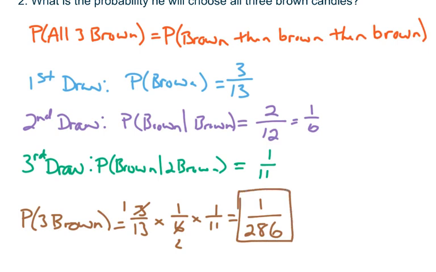Theoretically, this says that if we were to do this experiment 286 times, where we draw 3 candies and then put them back and start over, we should get all 3 brown one time. Does that mean that's going to happen? No, we might get it twice, we might get it 4 times, we might get it 10 times, we don't know. But if we did this experiment 286 times, we should have all 3 browns just once.